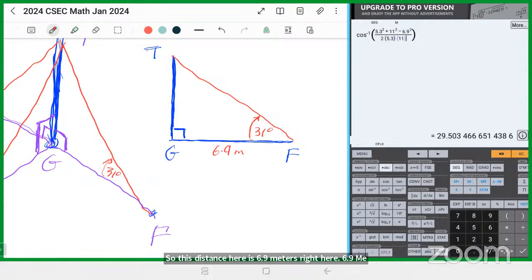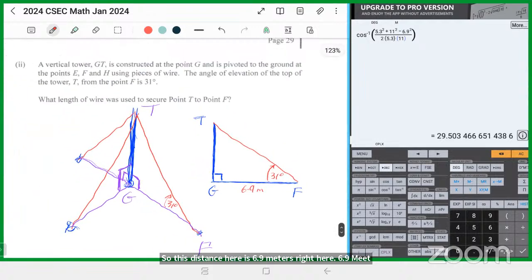And the question is asking us now for the length of the wire. They could have also asked for the height of the pole or the tower. But this is now a right angle triangle. We have one side and we have the angle. So we can use so-called tower in that right angle triangle now, to find the length of the wire this time. I've seen questions where they've asked for the height of the tower.